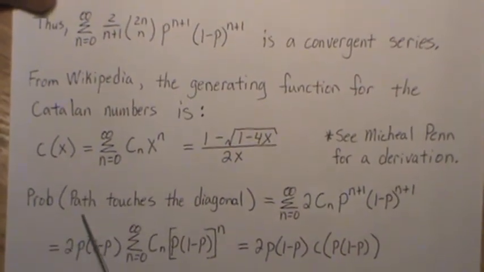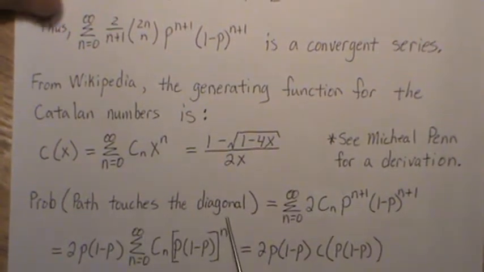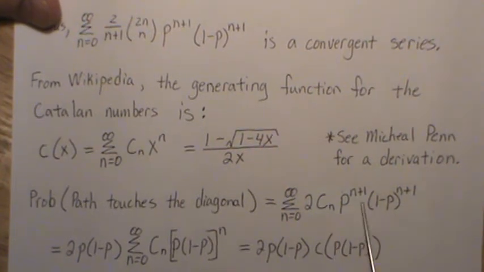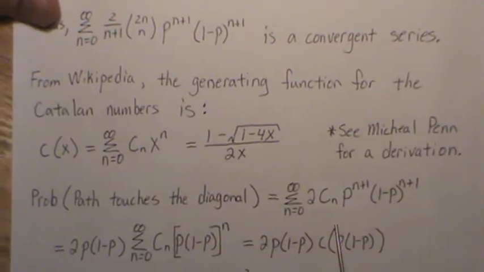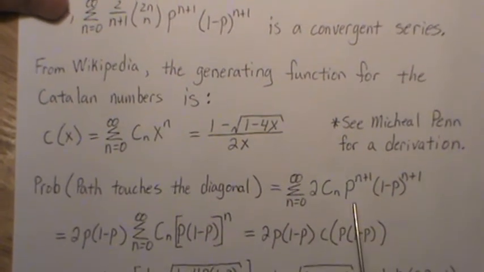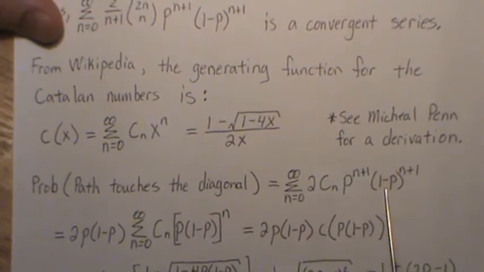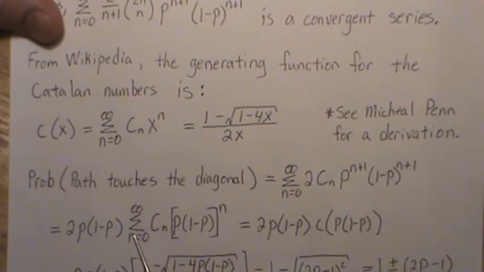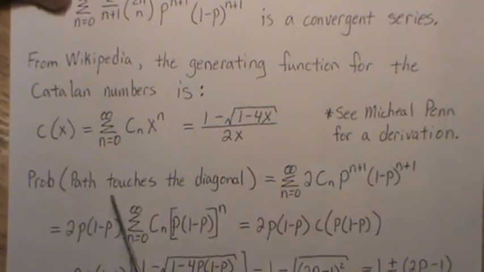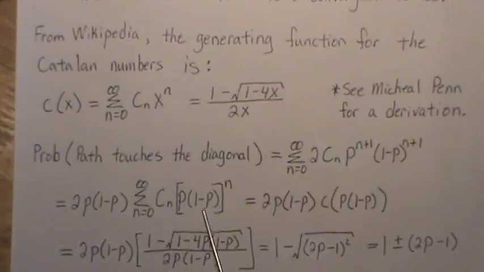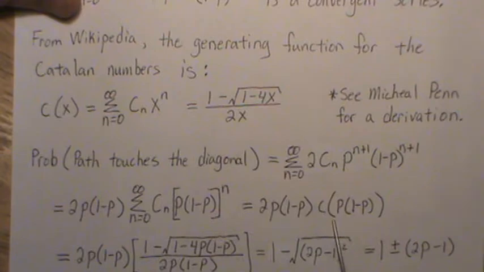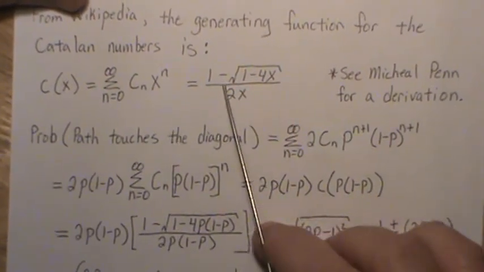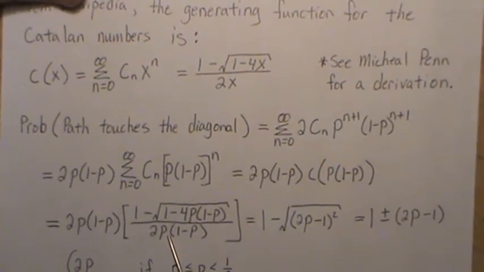So the probability that the path touches the diagonal, we said was this probability, but now we kind of have to trick it to look like this. So if we take out the 2 and we take out 1 p and one of these 1 minus p's out front, and then we can rewrite it like this. And so this looks just like that generating function with p(1 minus p) plugged in. And that's what it is. So now we plug in p(1 minus p) to this closed form expression, and we get here.